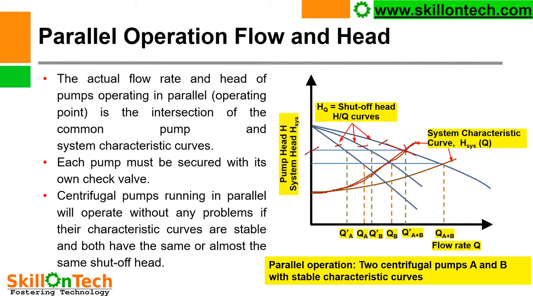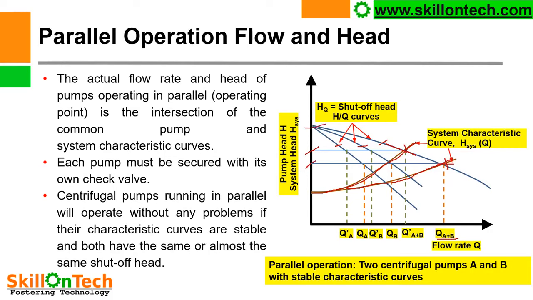But in case this is the system head curve, then it will intersect the characteristics curve here at this point, and this will be our flow rate QA plus B, and the operating head will be this.